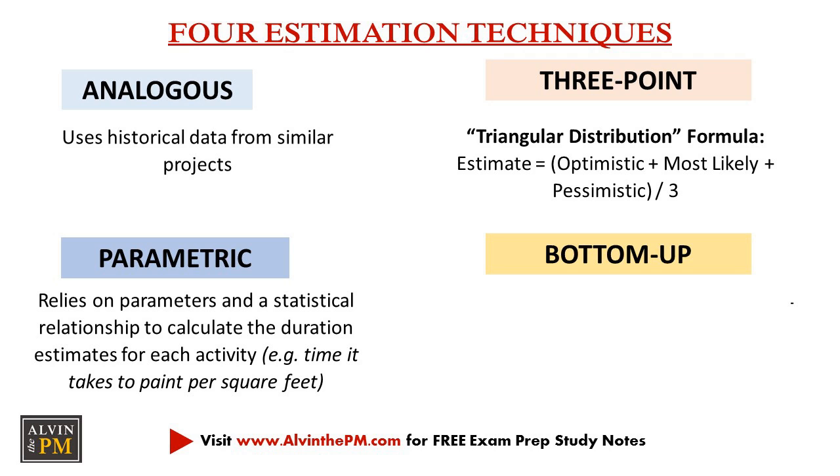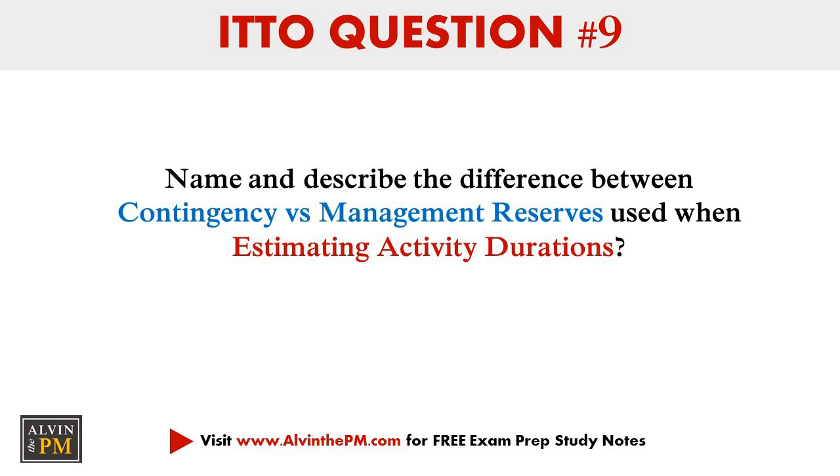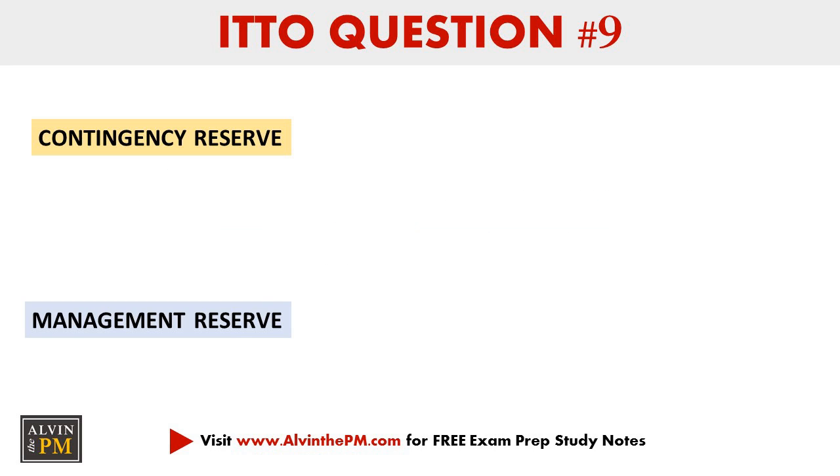3-point estimation relies on using the formula called the triangular distribution formula. Bottom-up estimation sums up the estimates of the work breakdown structure lower level components. Now on to our next question. Question 9. Name and describe the difference between contingency and management reserves used when estimating activity durations. The correct answer is as follows.